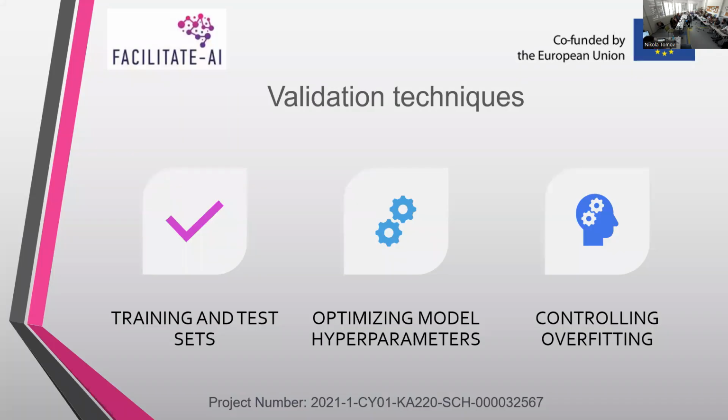The general principle of model selection is as follows. When you have enough data, you separate them into three subsets. The first set is training, then you have tests, and then you have validation.